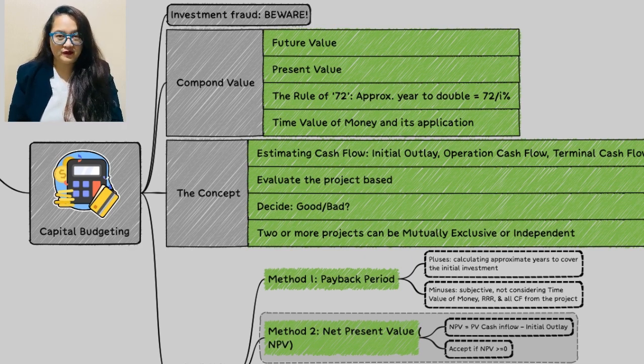There are 4 concepts. The first one is estimating the cash flow, including initial outlay, operation cash flow, and terminal cash flow. The second one is evaluating the project. The third one, then we can decide is it good or bad. And then the last one, if you have 2 or more projects, it can be mutually exclusive or independent.